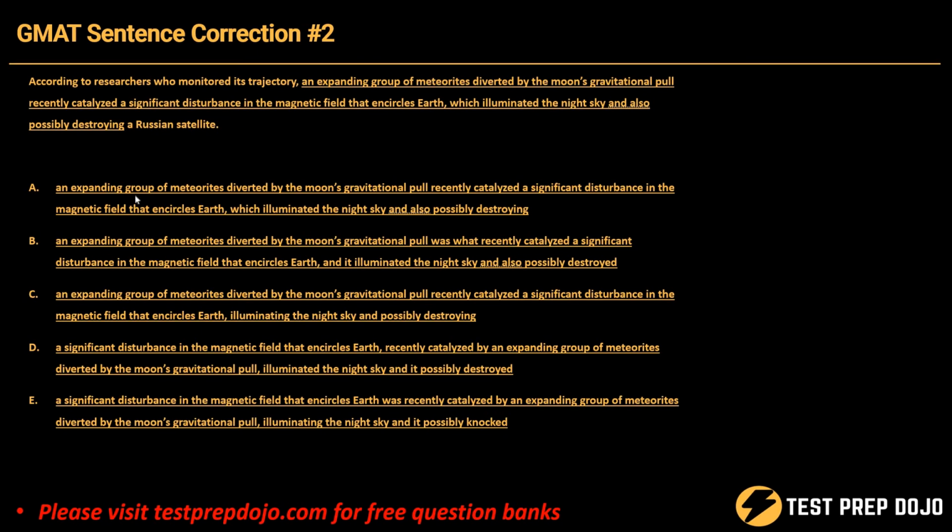So example 2, according to researchers who monitored its trajectory, an expanding group of meteorites diverted by the moon's gravitational pull recently catalyzed a significant disturbance in the magnetic field that encircles Earth, which illuminated the night sky and also possibly destroyed. So, we can see here one of our decision points right off the bat is what opens this sentence. We have an ing modifier that opens the sentence, and then we go into our subject.